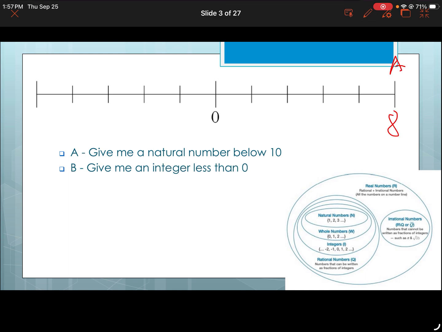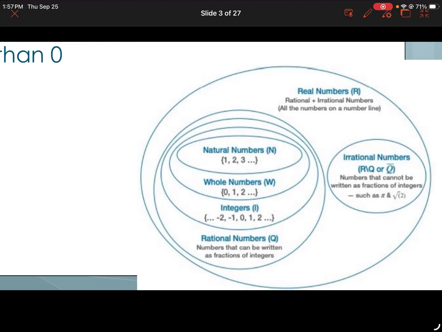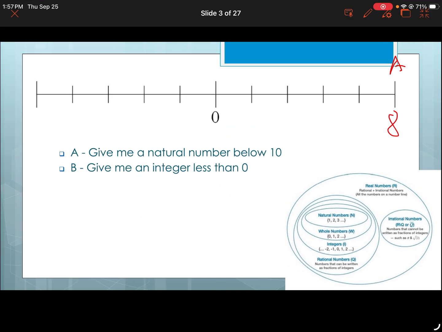And then we have an integer less than 0. So an integer, again, integers are down here, that can include any number like 0, 1, 2, or negative 1, negative 2, and so on. So I don't know, an integer less than 0, let's go negative 2, I guess. And let's call that B.